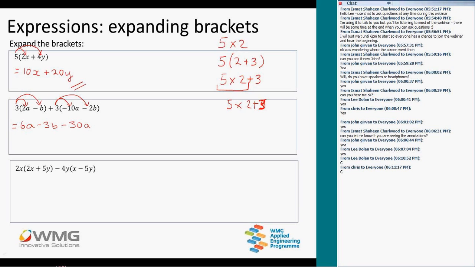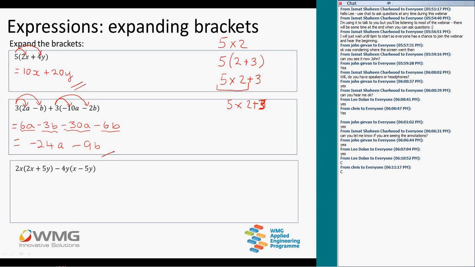It doesn't ask me to simplify up here. It doesn't say expand and simplify, but where you can simplify, you should. Collect like terms, like we did in the last slide. So 6a minus 30a is going to result in minus 24a. I've got minus 3b and minus 6b, and that will result in minus 9b, and that will be my final solution.